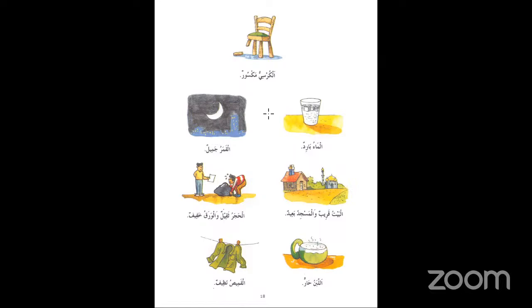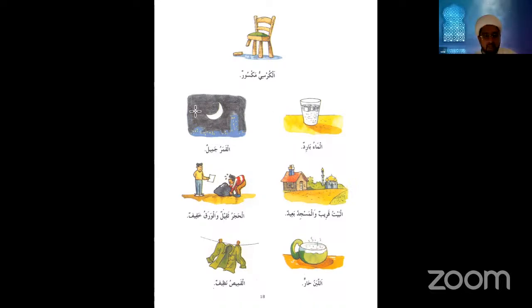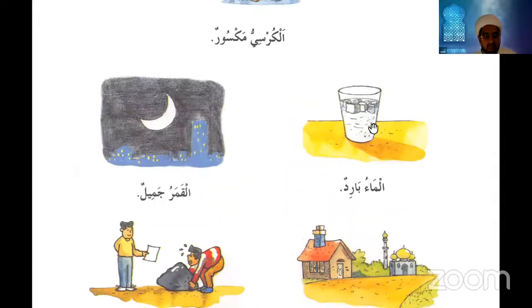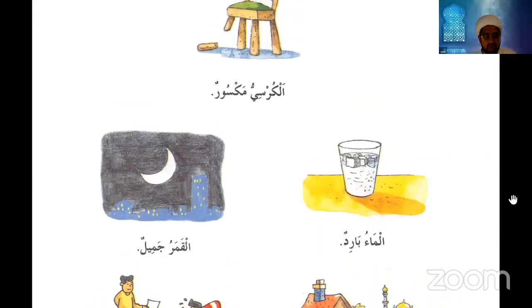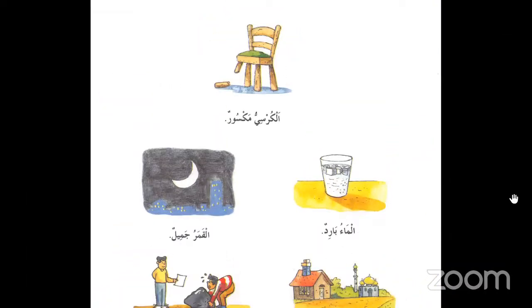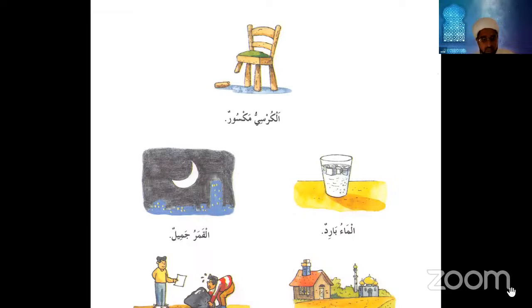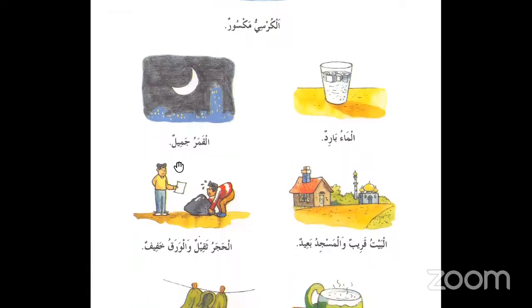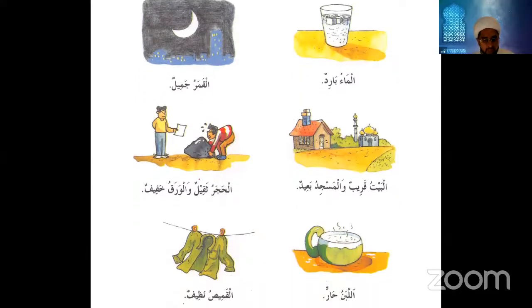Al-kursiyu maksurun, the chair is broken. Your mic is not that clear. Go ahead. Al-kursiyu maksurun, the chair is broken. Correct. Al-qamaru jamilun, the moon is beautiful. Al-ma'u baridun, the water is cold. Correct.